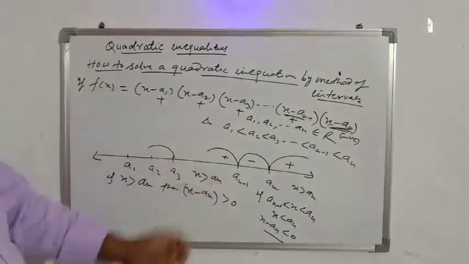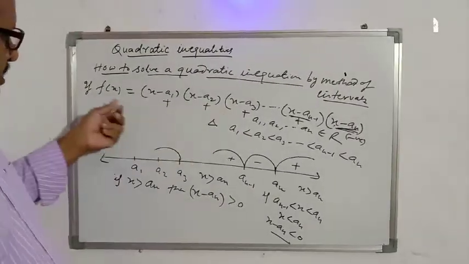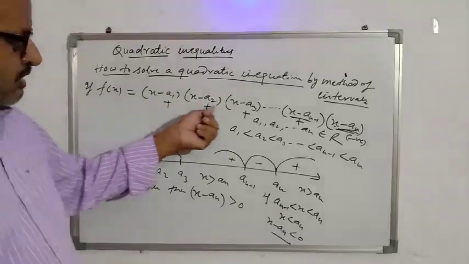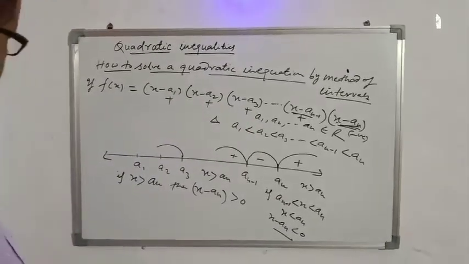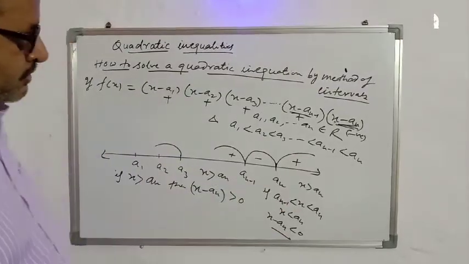This is the method of intervals, to know the sign of the function, to know the sign of the product of these brackets. So I hope that the method of intervals is clear to you.